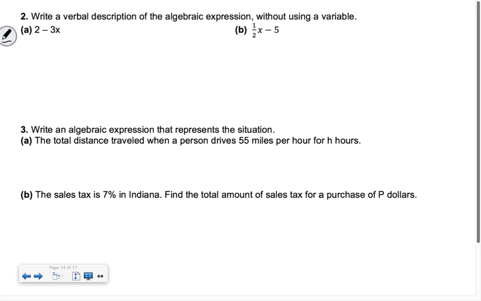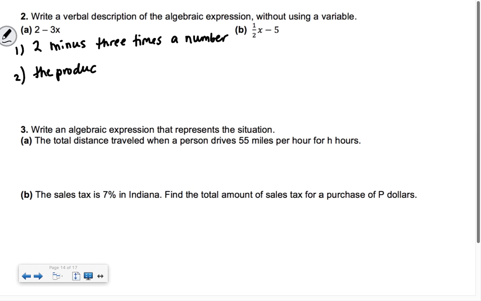Okay, so you could say 2 minus 3 times a number. Notice it says without using a variable, so we don't want to say 3 times x, right? That would be one way to say it. Let's say it another way: the product of 3 and a number. You can't say 2 minus 3x because you can't use the x. You'd have to say a number. So, 2 minus the product of 3 and a number.